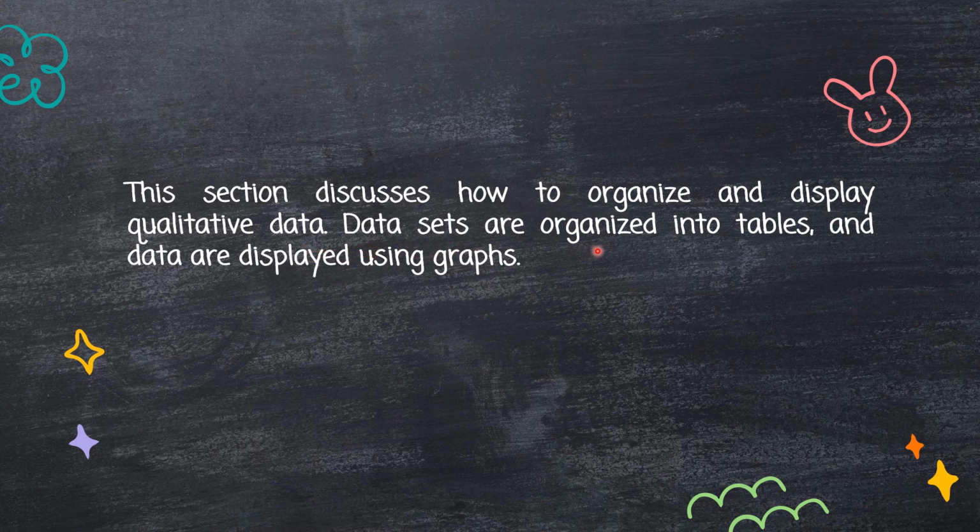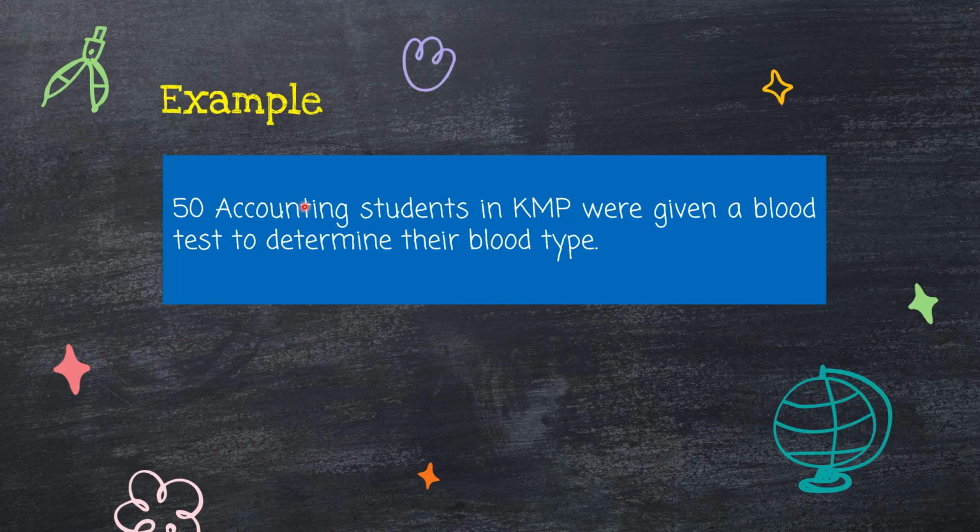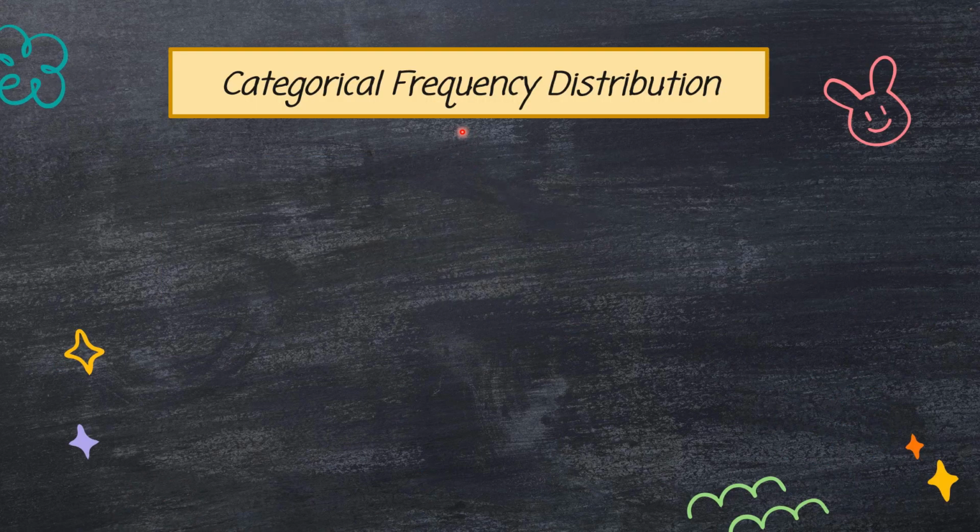Data sets are organized into tables and data are displayed using graphs. When the data are qualitative, pie charts and bar charts can be used to represent the data. Example, 50 accounting students in KMP were given a blood test to determine their blood type. The data can be categorized into a categorical frequency distribution.